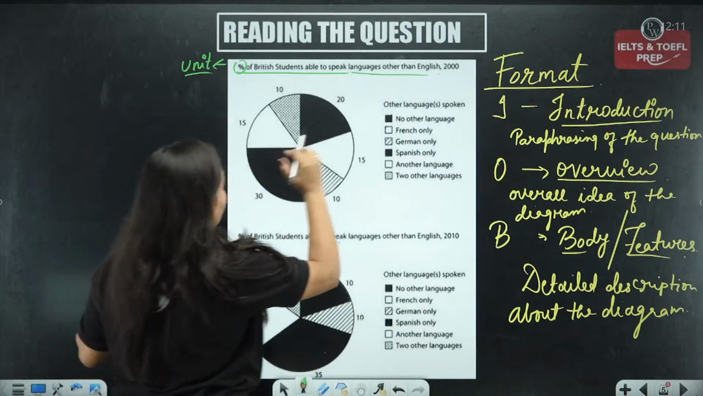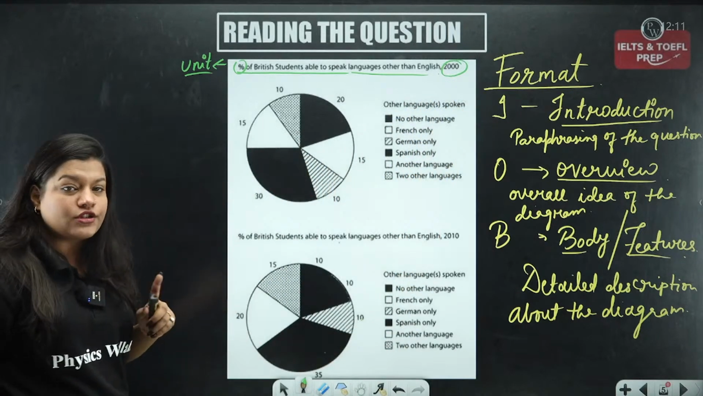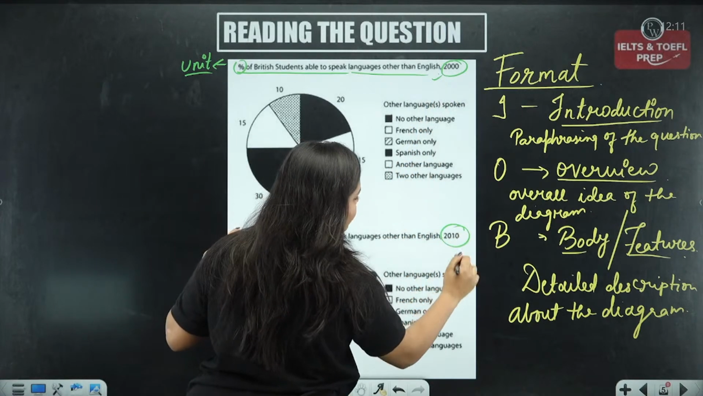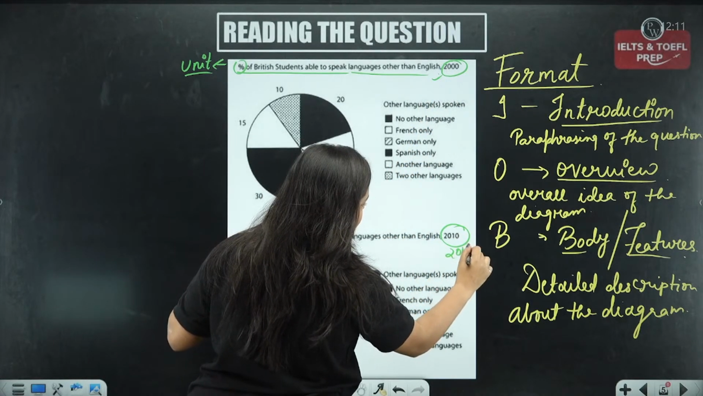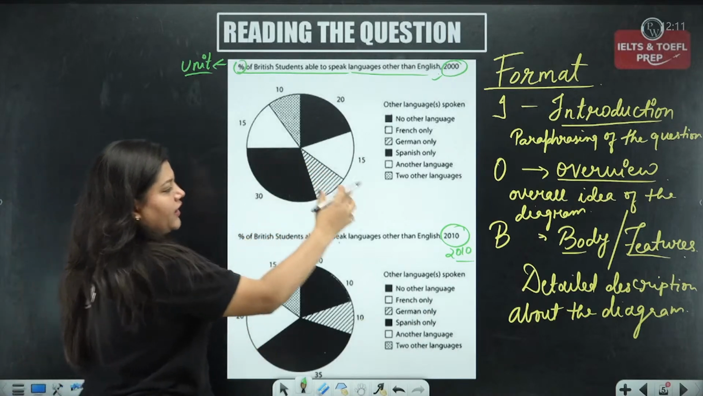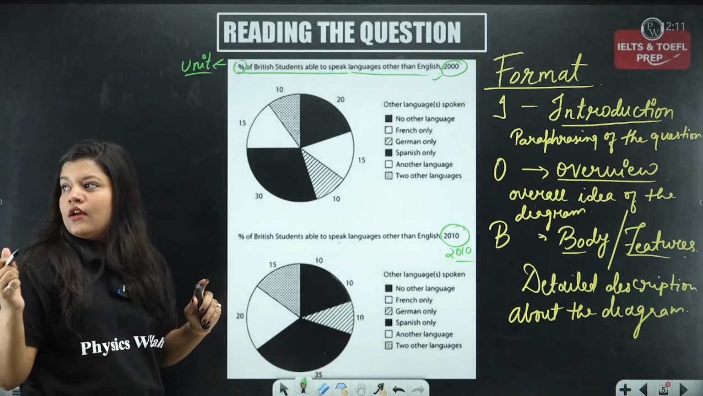Okay, this is done. Other than English in 2000. So here the year bifurcation is there. This data is of 2000 and this data is of 2010. It means there is a 10 years gap, a decade gap, right?